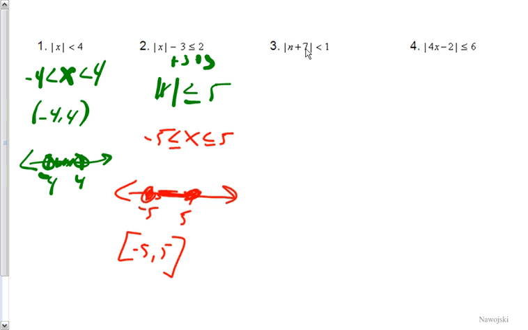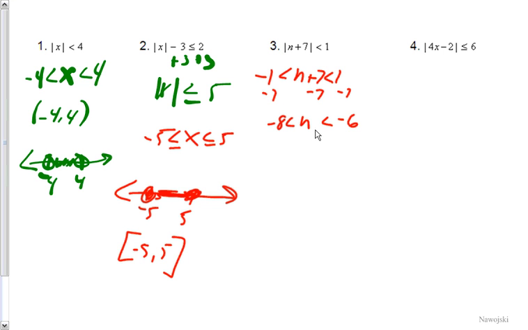All right, moving on to this one. Now this is going to become a compound sentence. This is where it gets cool. It's already isolated. It's less than 1 and also less than -1. All right, what you do to one, you do to all of them. So you want to get n alone, you got to subtract 7 from all of them. Right? -8 is less than n, which is less than -6.